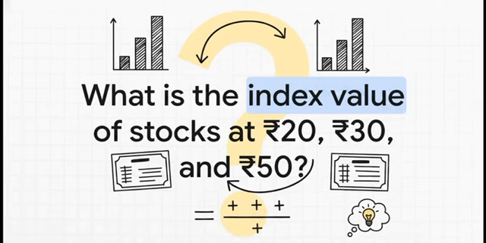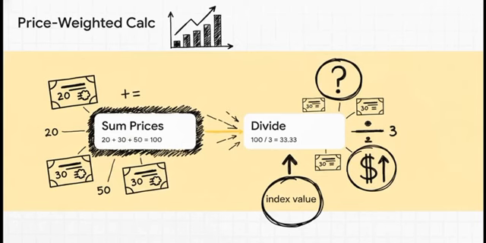Pause for a second. Think about the formula we just covered for price-weighted indices. All right, let's break down the math. Step 1, you simply find the aggregate price. 20 plus 30 plus 50 gives us a sum of 100. Step 2, you divide that sum by our base divisor. In this super simple case, that's just the number of stocks, which is 3. 100 divided by 3 gives you an index value of 33.33. Simple and straight to the point.